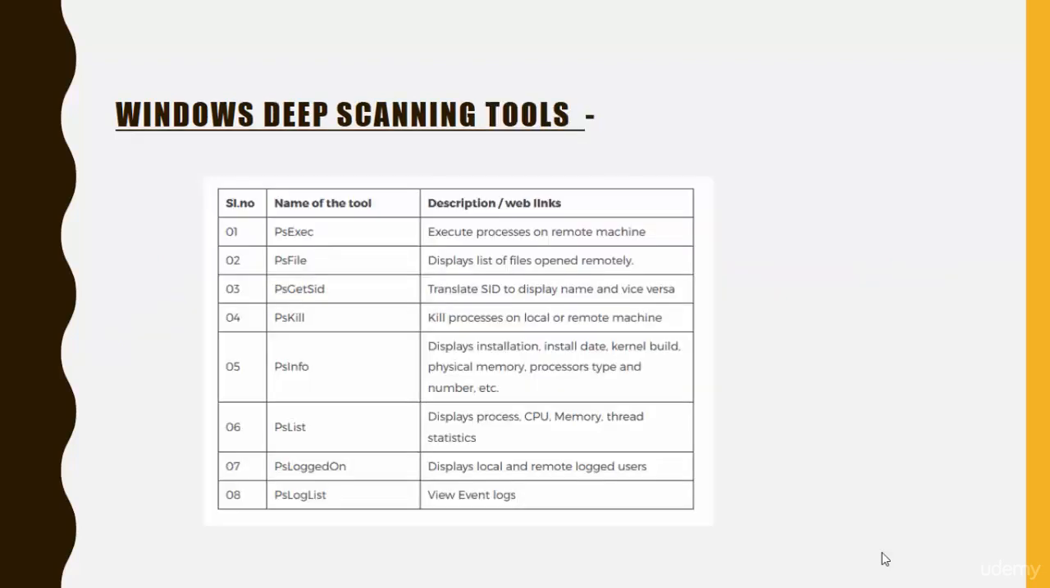Windows deep scanning tools. These are the tools which you can download from the internet to get more information about Windows: PsExec, PsFile, PsGetSid, PsKill to kill processes, PsList to list the processes, PsLoggedOn to display local and remote logged on users, and PsLogList for event logs. So these are some Windows deep scanning tools.